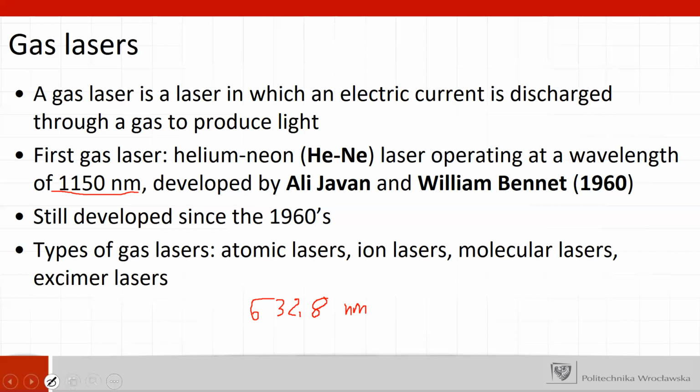Nevertheless, they are still developed since the 1960s. Especially CO2 lasers are still under development. So there are still some new inventions in this area. However, as you can guess, it has already saturated a little bit. So nowadays people concentrate on totally different lasers, like solid states, for example, and semiconductors, not necessarily gas lasers. And among gas lasers, we distinguish atomic lasers, ion lasers, molecular lasers, and excimer lasers.